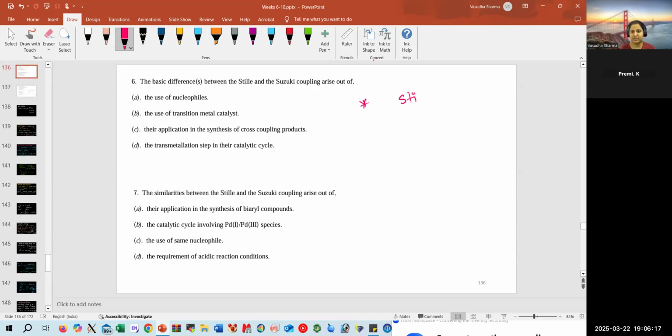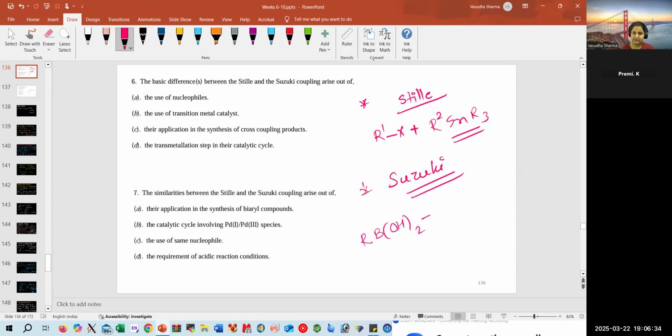For the Stille reaction, we saw that it is working with R2SnR3. So there is Sn, whereas in the Suzuki reaction we have boronic acids, RB(OH)2, and there is R2X, and R1 and R2 form, and XB(OH)2 is happening. So what do you think now, what is the basic difference for these reactions? Here in the Suzuki we use a base, and in the Stille reaction also sometimes we use bases.